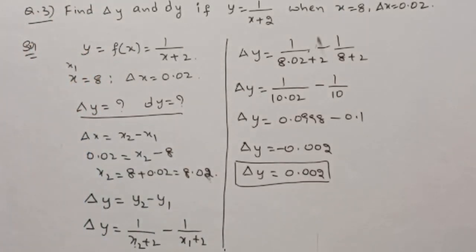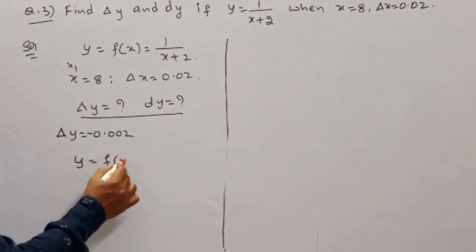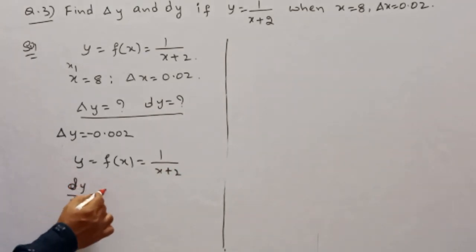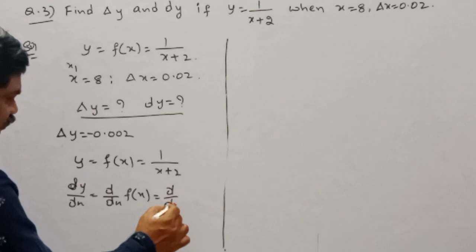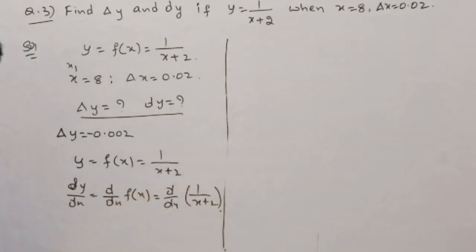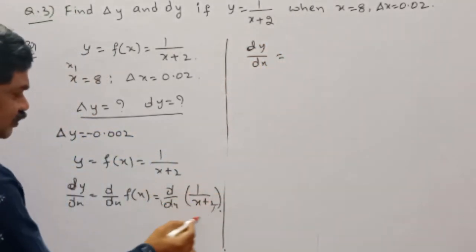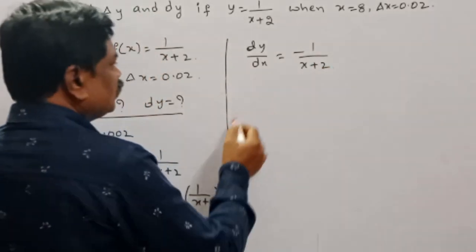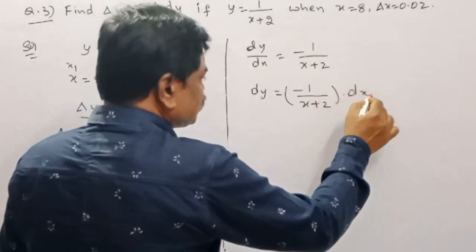Then we have to find dy. Here y is equal to f of x is equal to 1 by x plus 2. dy by dx is equal to d by dx of f of x is equal to d by dx of 1 by x plus 2. What is the derivative of this? The derivative is minus 1 by x plus 2 whole square. So dy is equal to minus 1 by x plus 2 into dx.